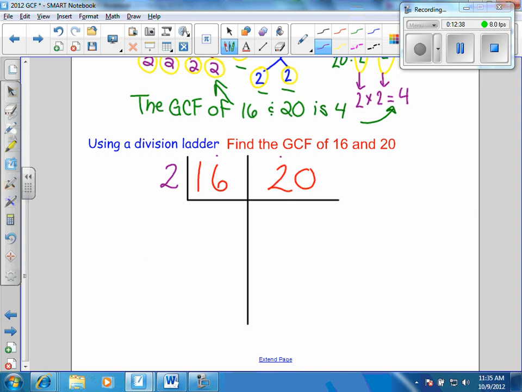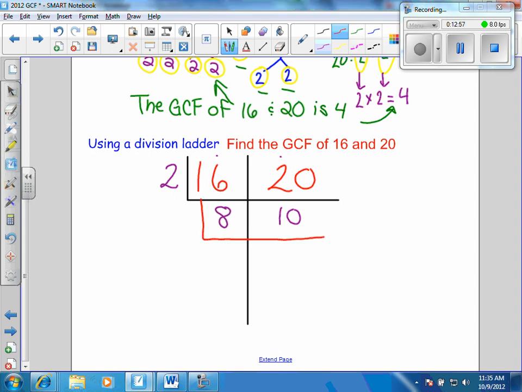8. So I put my answer, the quotient, below. So Zoe, what's 20 divided by 2? It's 10. So I put the answer below. And then I continue my division ladder. So I'm going to just draw another box like this.